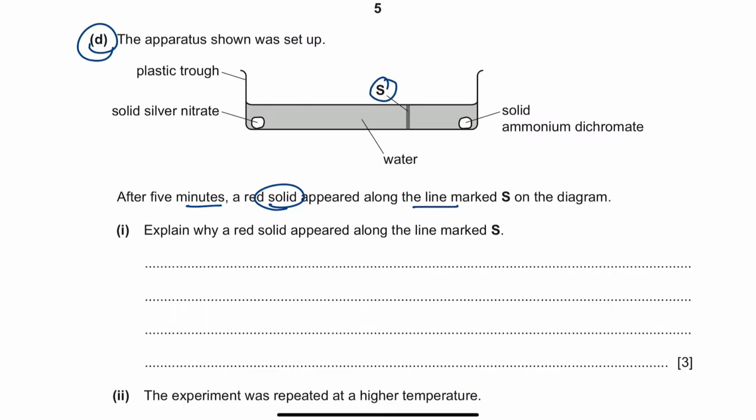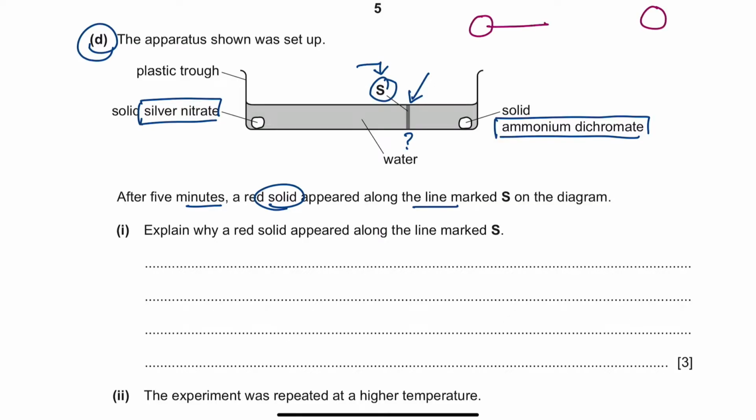They're asking you why a red solid appeared along this line marked X. So we have silver nitrate on our left and ammonium dichromate on our right. They would react with each other to form this. However, the question right now is asking why it is formed on this side. Technically, when you have two reactants reacting with each other, you're supposed to form a product which is in the middle.